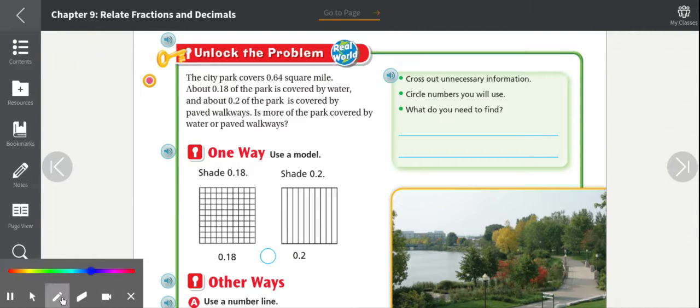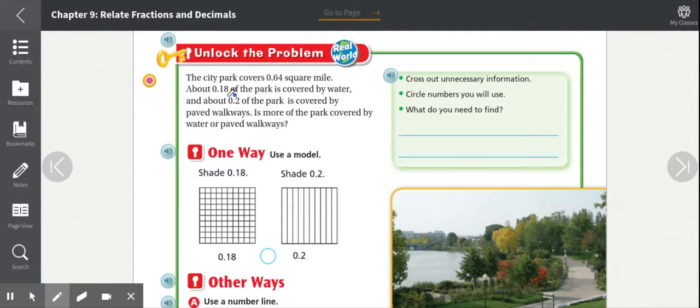So it says the city park covers 64 hundredths square mile. About 18 hundredths of the park is covered by water, and about 2/10 of the park is covered by paved walkways. Is more of the park covered by water or paved walkways? Okay, so we have a city park, and that covers 64 square miles. So the whole park is 64 square miles.